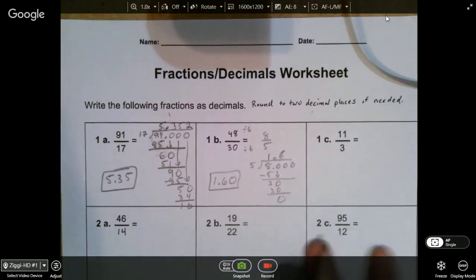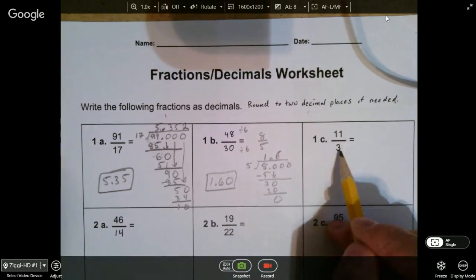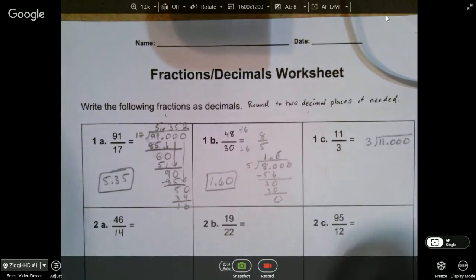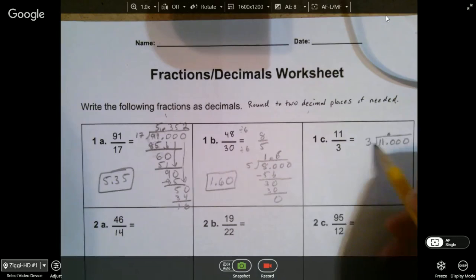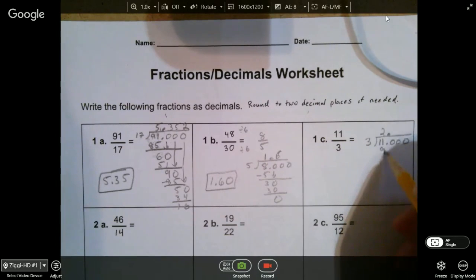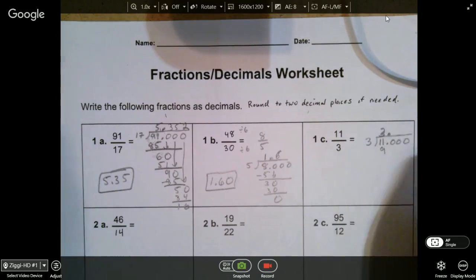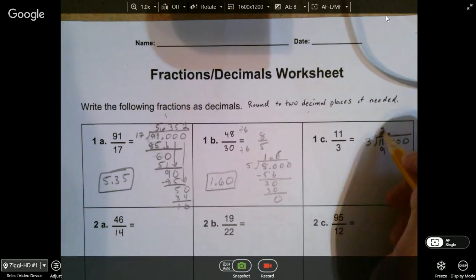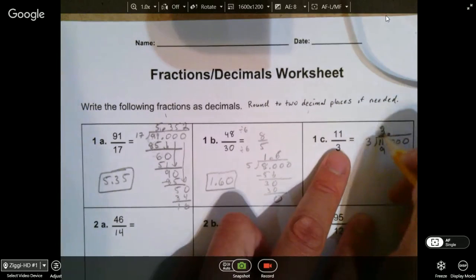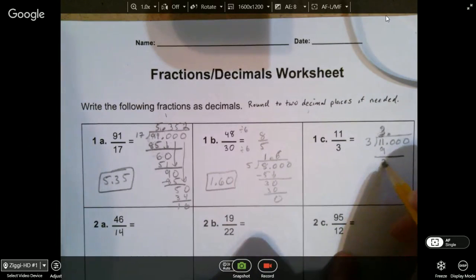The next one, 11 over 3, 11 thirds, cannot be simplified, so I'm just going to go ahead and start dividing. Okay, so bring up the decimal spot right here. 3 goes into 11, 2 times. 2 times 3 is 9. I'm sorry, 3 times. So that's a 3. 3 times 3 is 9. 11 minus 9 is 2. 2 is smaller than 3, so I keep going.